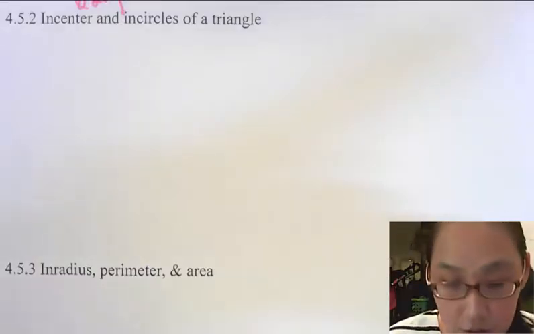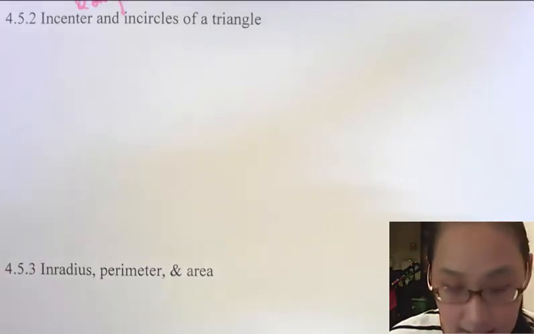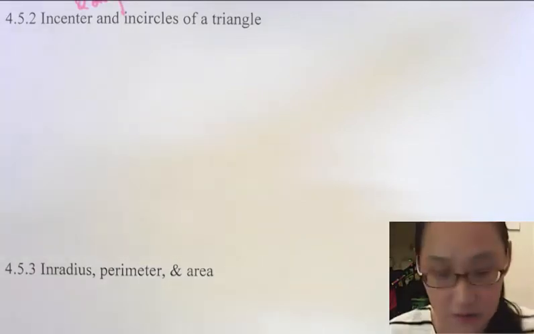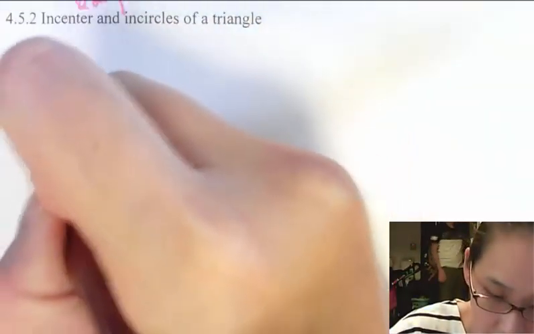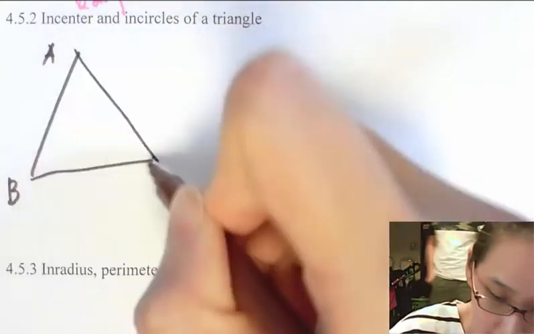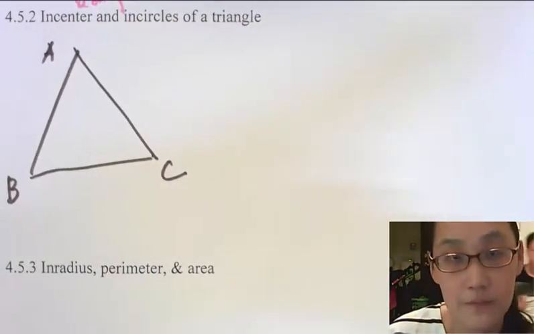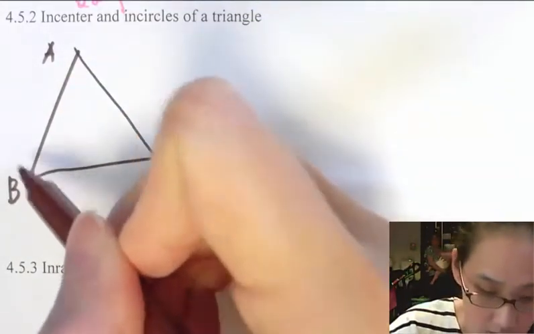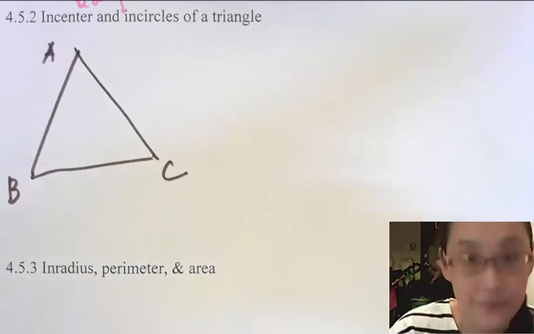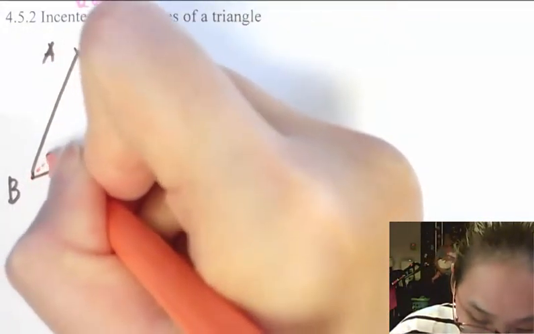Alright, so this video covers geometry, content objective 4.5.2, which is about the incenters and incircles of a triangle. So let's see, if I have a triangle here. This is my triangle A, B, and C. Okay, and then now I'm going to draw an angle bisector of my angle ABC. So I take out the other color and I drew an angle bisector.